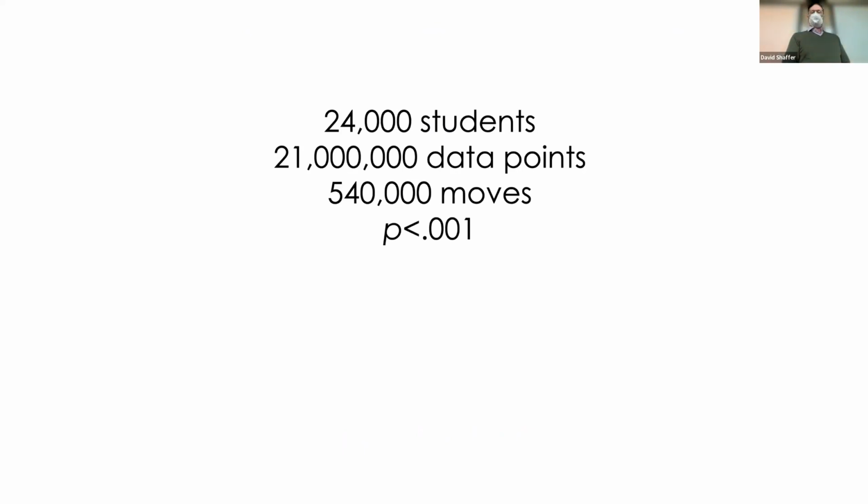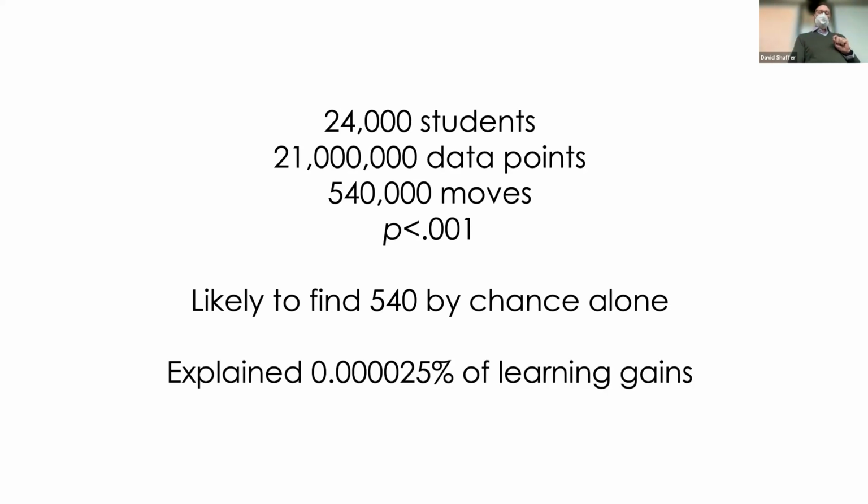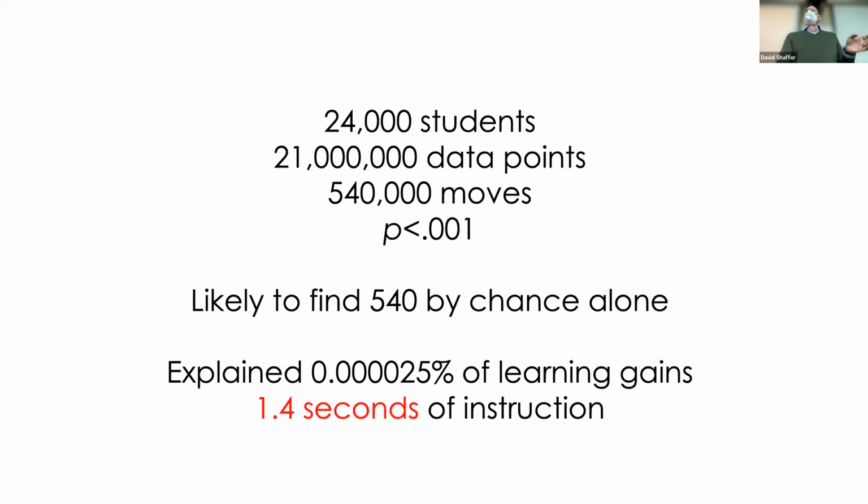We should pause, by the way, and say that what that means is if there are 540,000 possible moves that you're testing and you have a p of 0.001, you're likely to find 540 of them are significant just by chance alone. But more to the point, when you do the math for this, any one of these moves explains 0.00025% of the variance in learning, which amounts to, if you take 6% as the amount that you learn over the whole year, about 1.4 seconds of instruction.